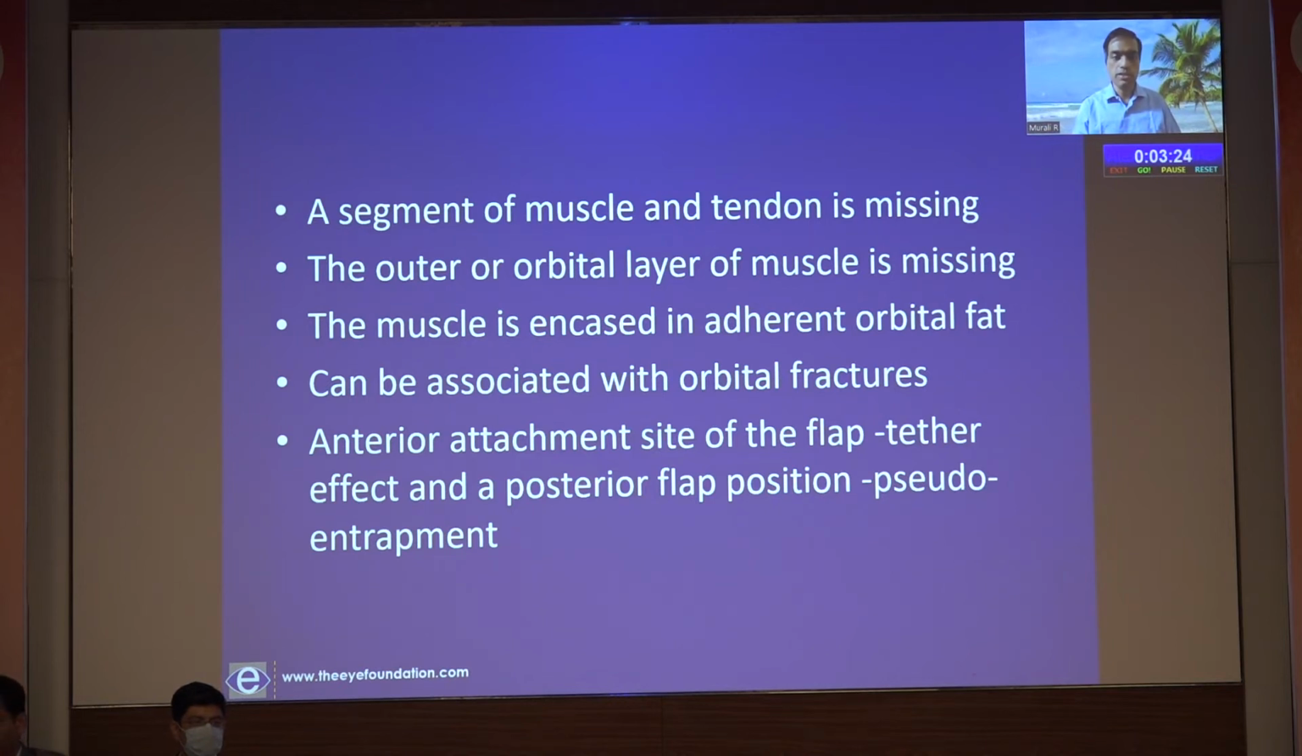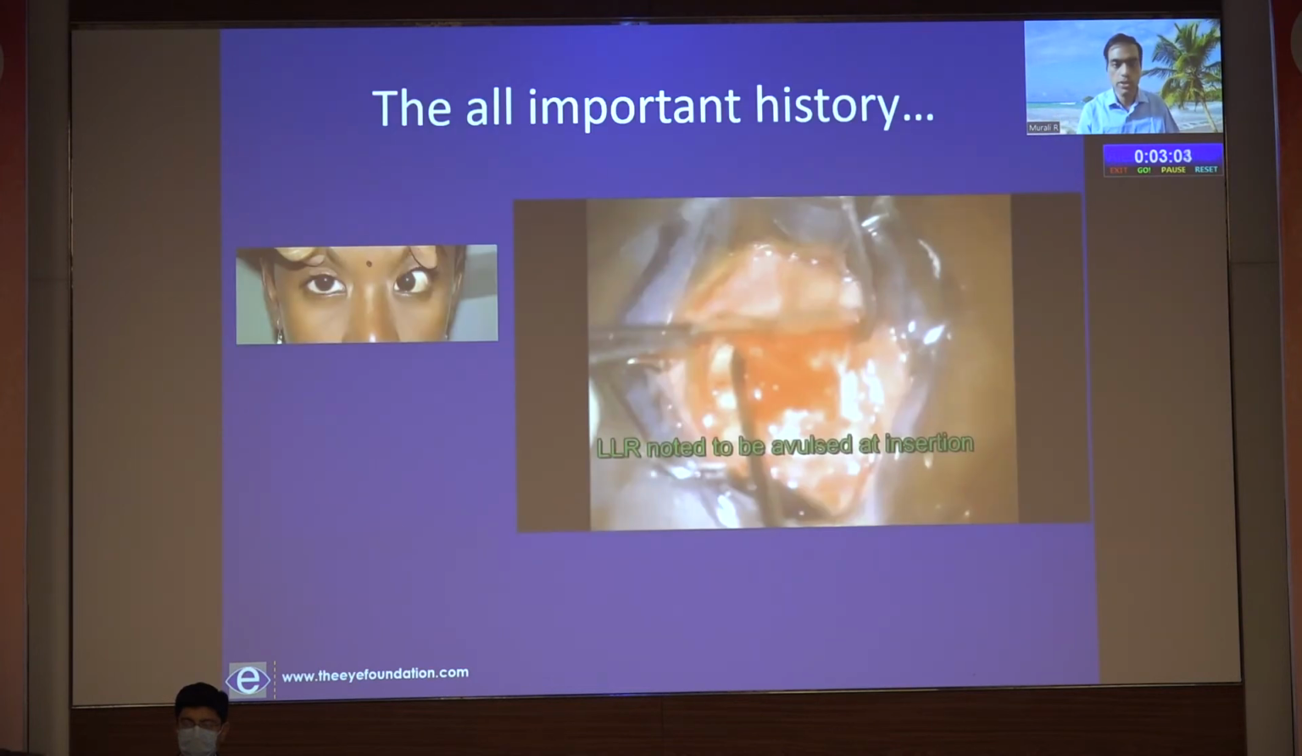The muscle that is torn, part of the muscle that is torn, a flap tear is simply a partial muscle tear. The muscle that is torn could be encased in adherent orbital fat. It could be associated with orbital fracture. An anterior attachment of the flap acts as a tether, and posterior flap position causes pseudo entrapment. So the motility restriction could either be in the direction of the muscle or opposite to it.